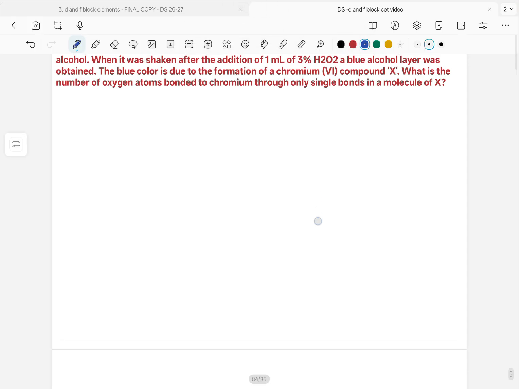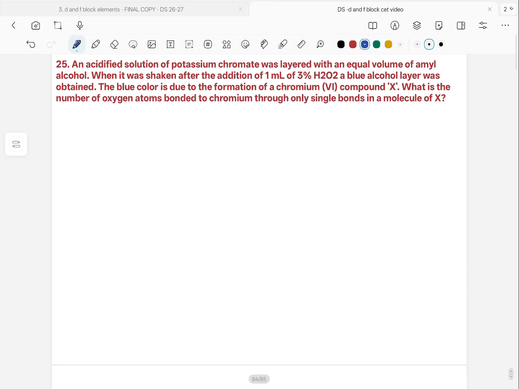The question is this way. An acidified solution of potassium chromate is taken with an equal volume of amyl alcohol and shaken after the addition of 1 ml of 3% hydrogen peroxide, and a blue layer was obtained. The blue color is due to the formation of chromium 6 compound X. What is the number of oxygen atoms bonded to chromium through only single bonds? The question is like that.